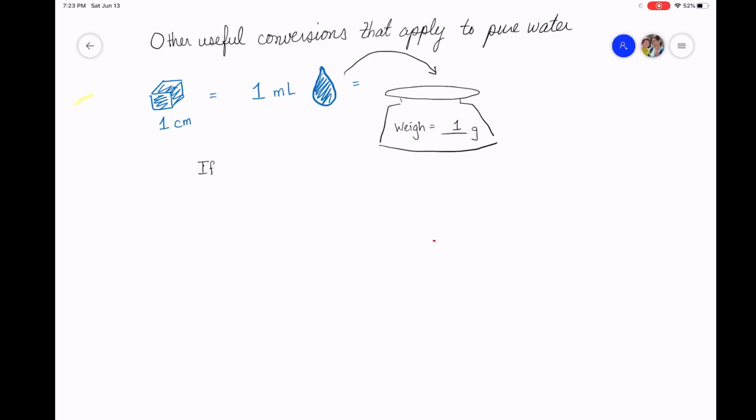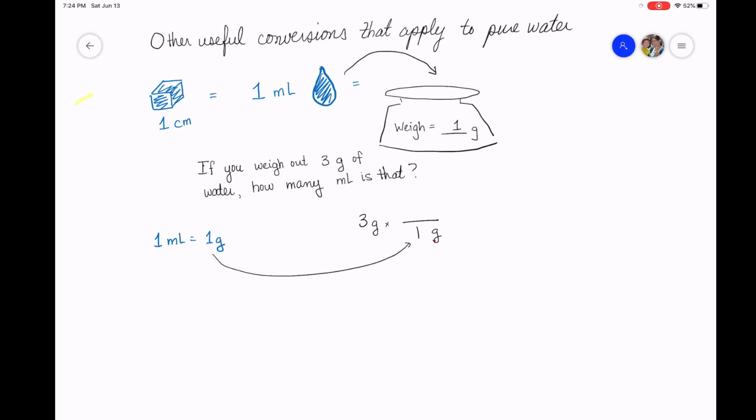Now it's important to note that this only applies to water, does not apply to all liquids, doesn't apply to alcohols, and it doesn't apply to oils. So now let's consider that you were to weigh out 3 grams of water. How much would you have in terms of volume? Well, it might seem pretty obvious because 1 milliliter equals 1 gram. So if I have 3 grams, I must have 3 milliliters of water. But we can apply our same techniques that we've been using this whole time and confirm that that is in fact the correct answer. And you can see that here.